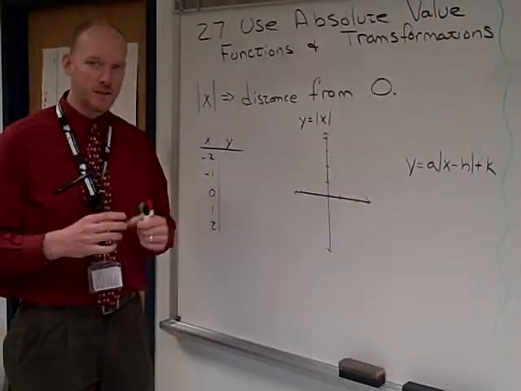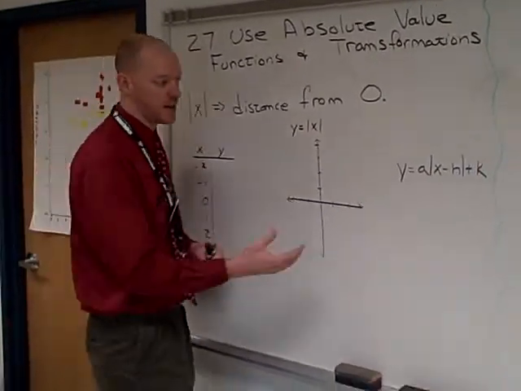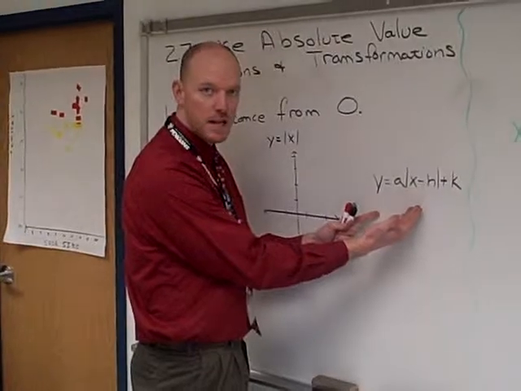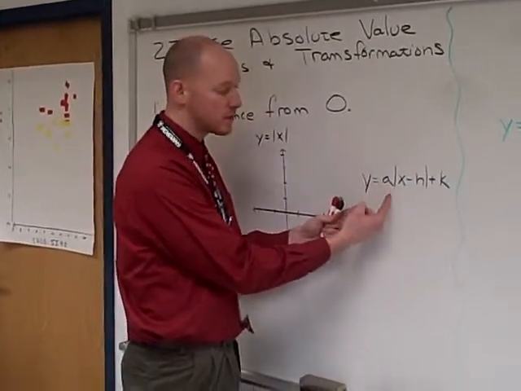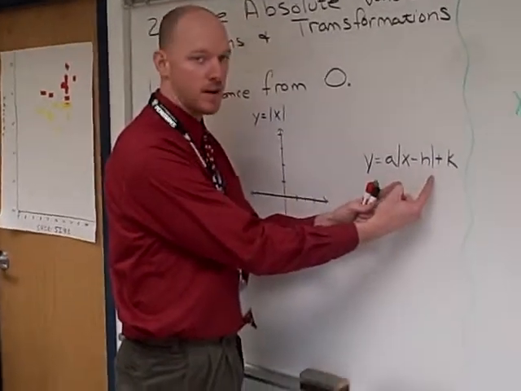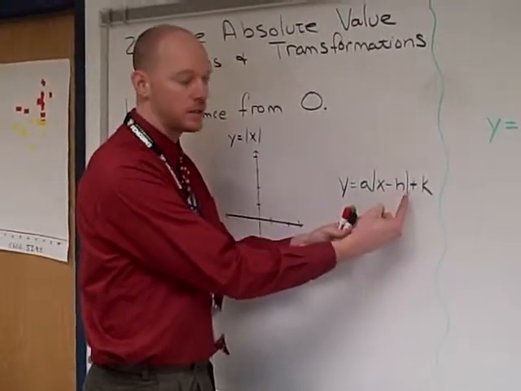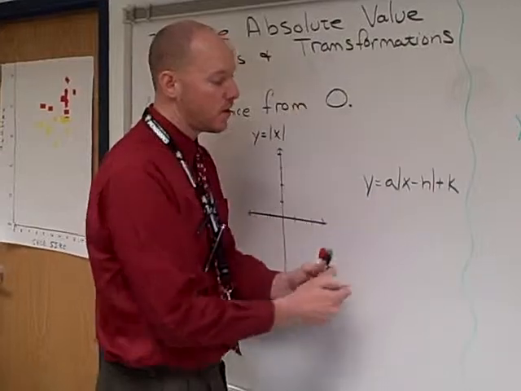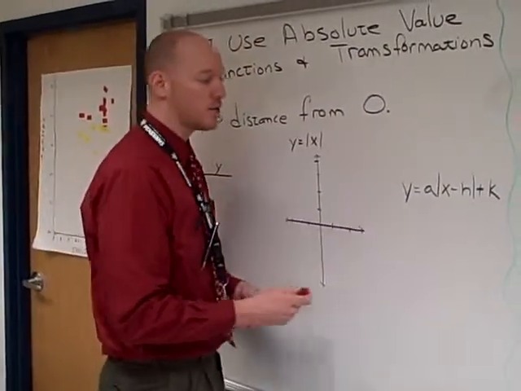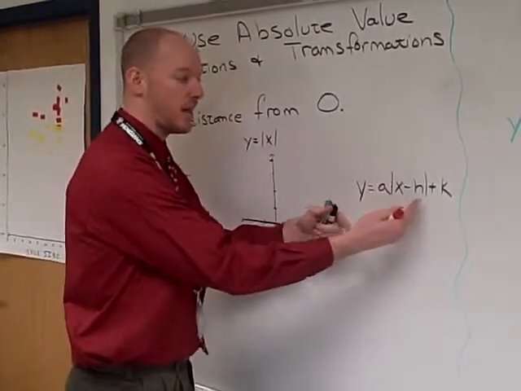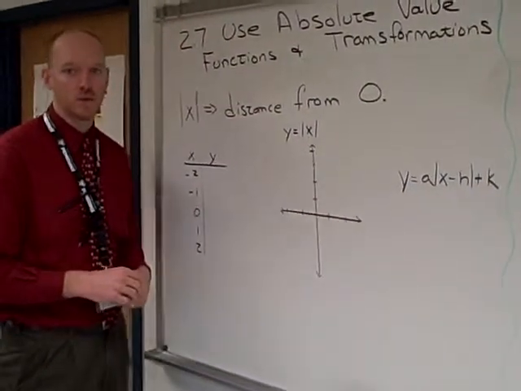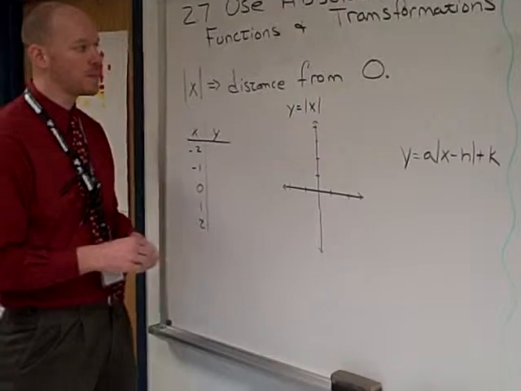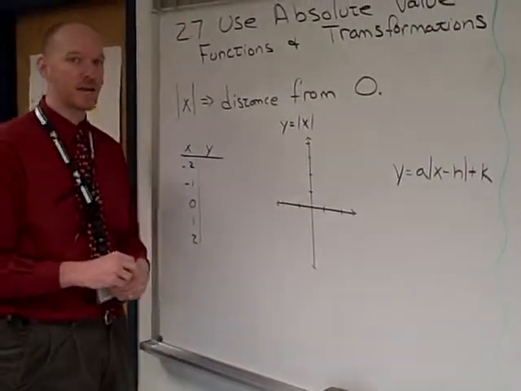Our objective in this presentation is to get an understanding of how to graph an equation that is written in the form y equals some constant times the absolute value of x minus a constant, plus another constant outside. So what we're going to try to do is determine what a, h, and k do to our actual absolute value graph.